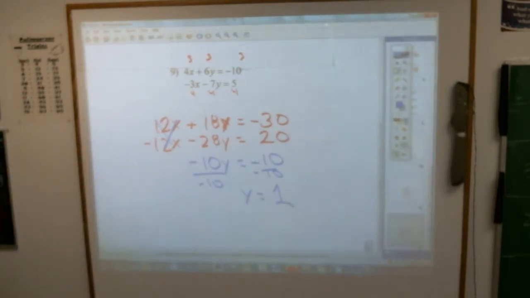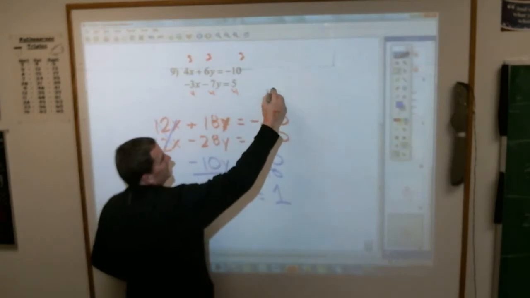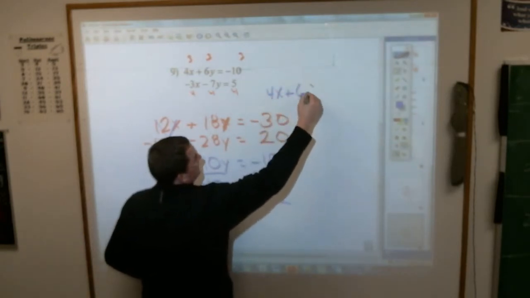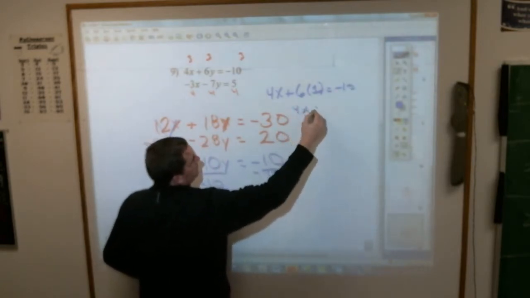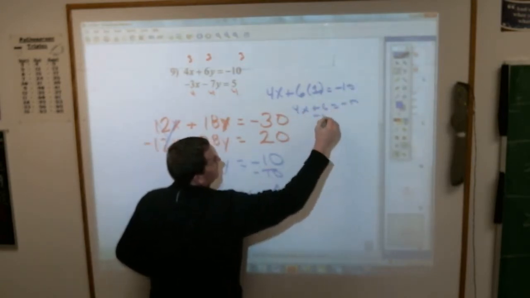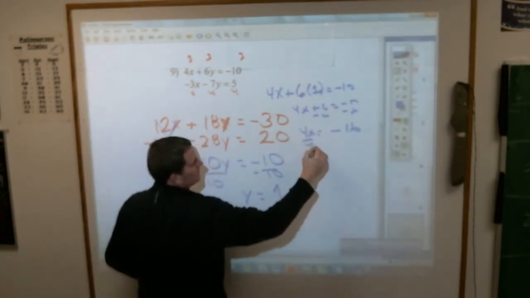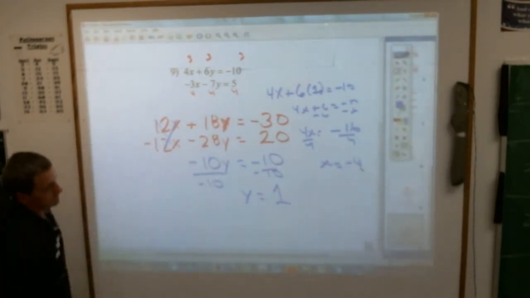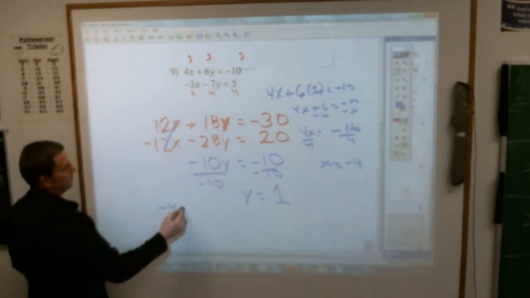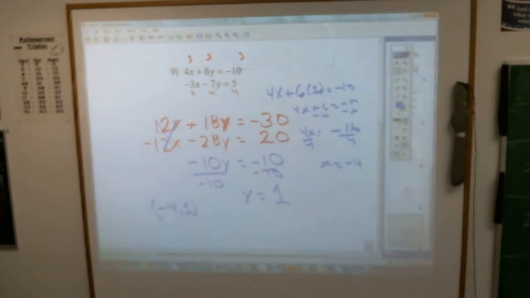And unfortunately, from here it's a little tougher because it's not solved for a letter, but you're going to put 1 in for y in either one of those two equations. I'll do the top one. 4x plus 6 times what y is, which is 1, equals negative 10. 4x plus 6 equals negative 10. Subtract 6, you get negative 16. So 4x equals negative 16. x equals negative 4. So the book will list it as negative 4 comma 1 because it's an answer that fits both of those equations.